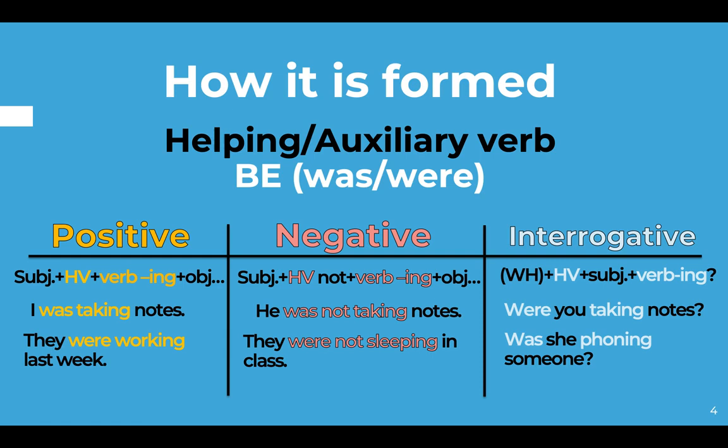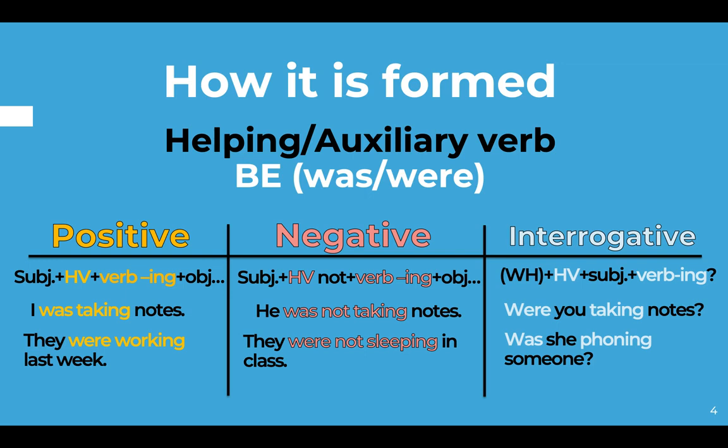So we have a negative sentence. We need the subject. So the subject, as I told you before, could be a noun or pronoun, plus the helping verb plus not because it's negative, plus the main verb, ing verb, plus the object, and then maybe the time expression. So for example, he wasn't or he was not taking notes. They weren't or they were not sleeping in class.